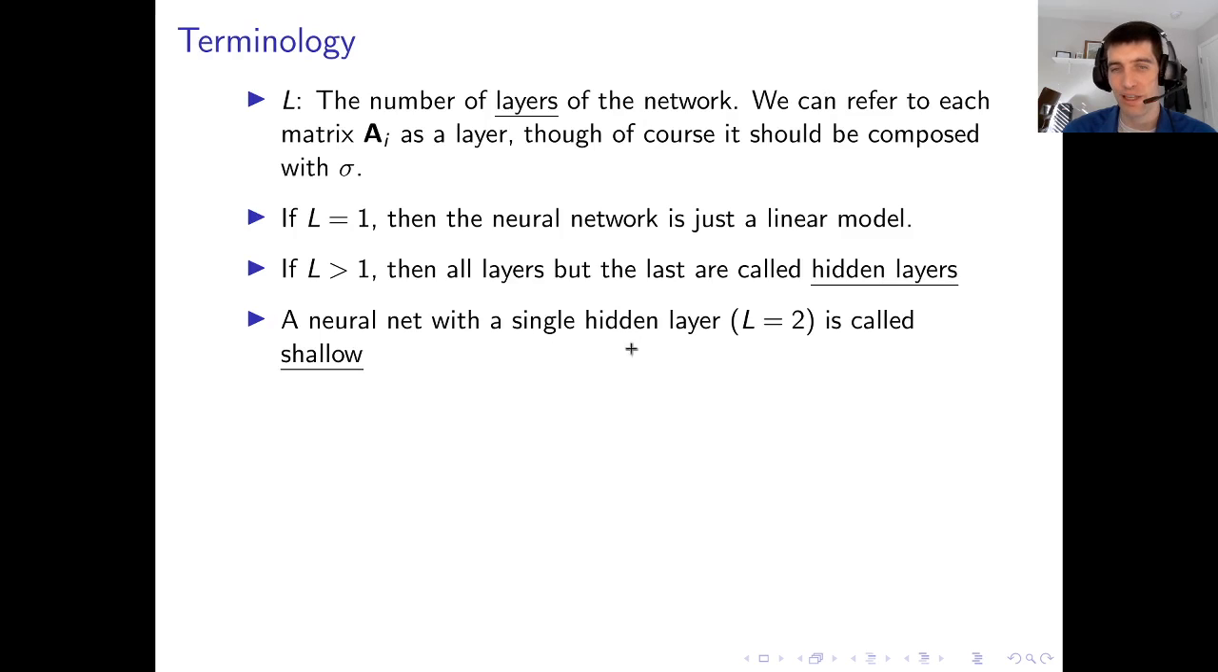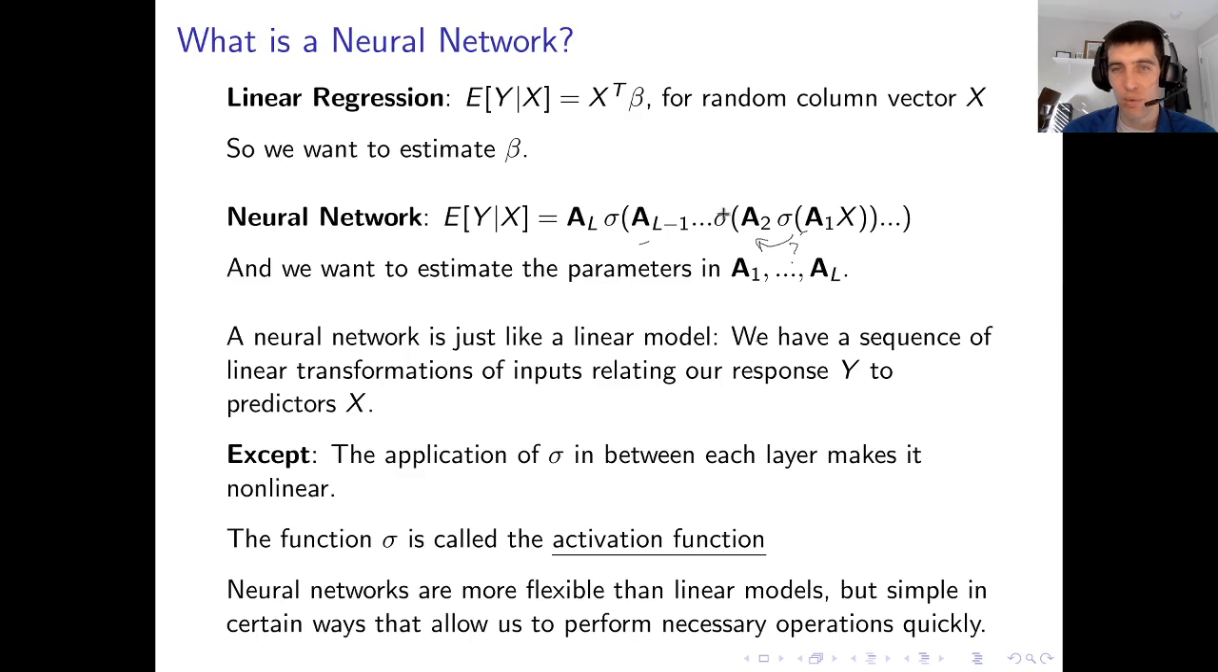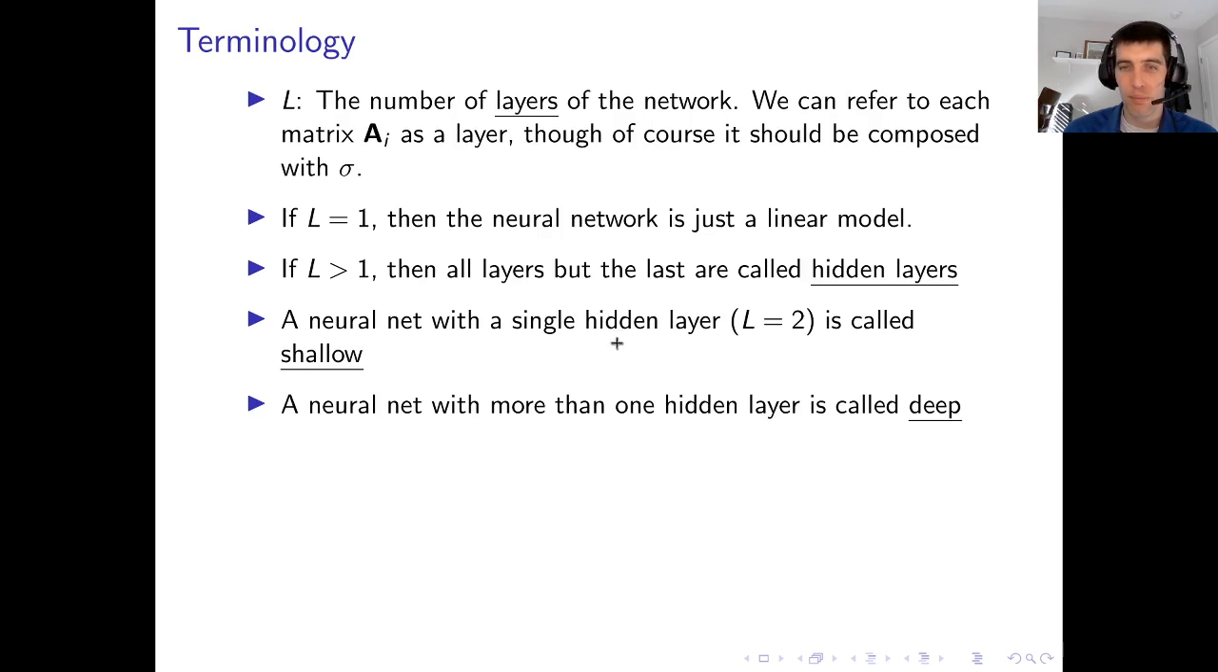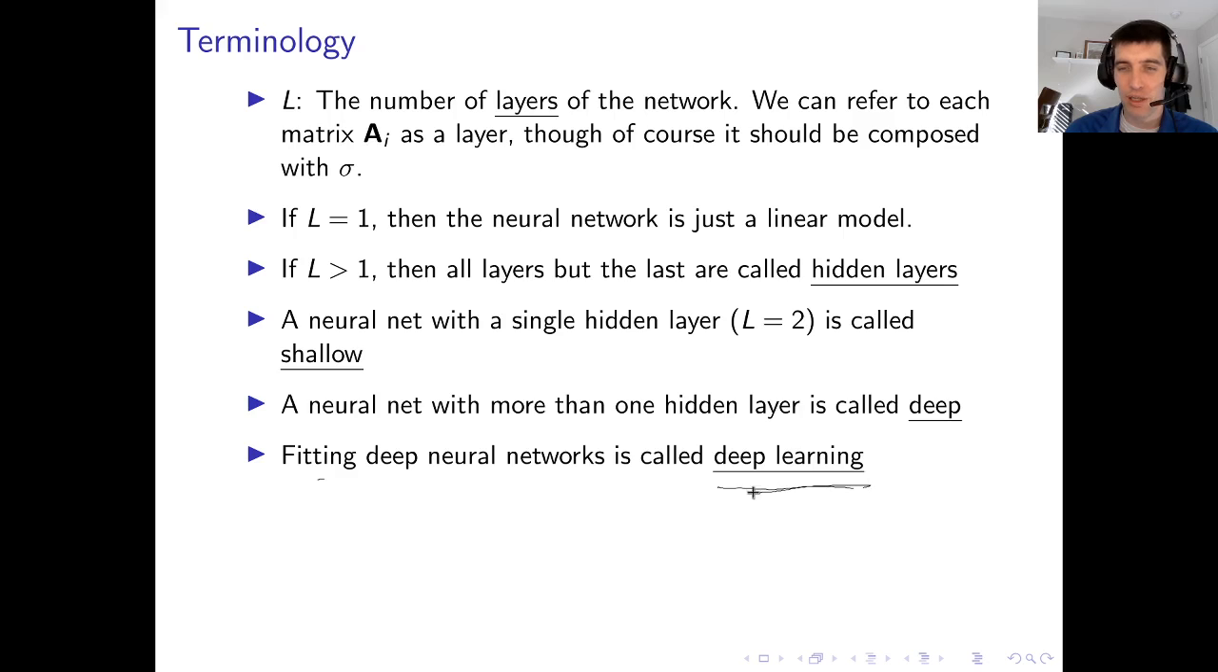If you have a single hidden layer, your network is called shallow. So you have one intermediate matrix multiply, so you have one activation function, and one matrix multiply in there. And if you have more than one hidden layer, your neural network is called deep. And so if you are fitting deep neural networks, that is networks with multiple hidden layers, you are doing deep learning. Okay, so another trendy word here, deep learning.